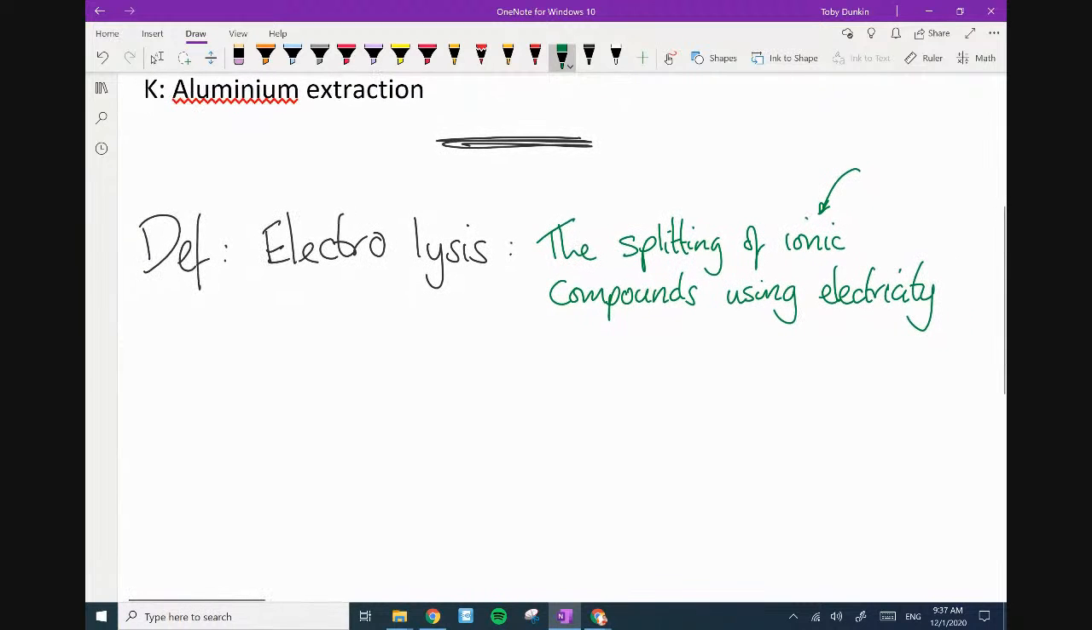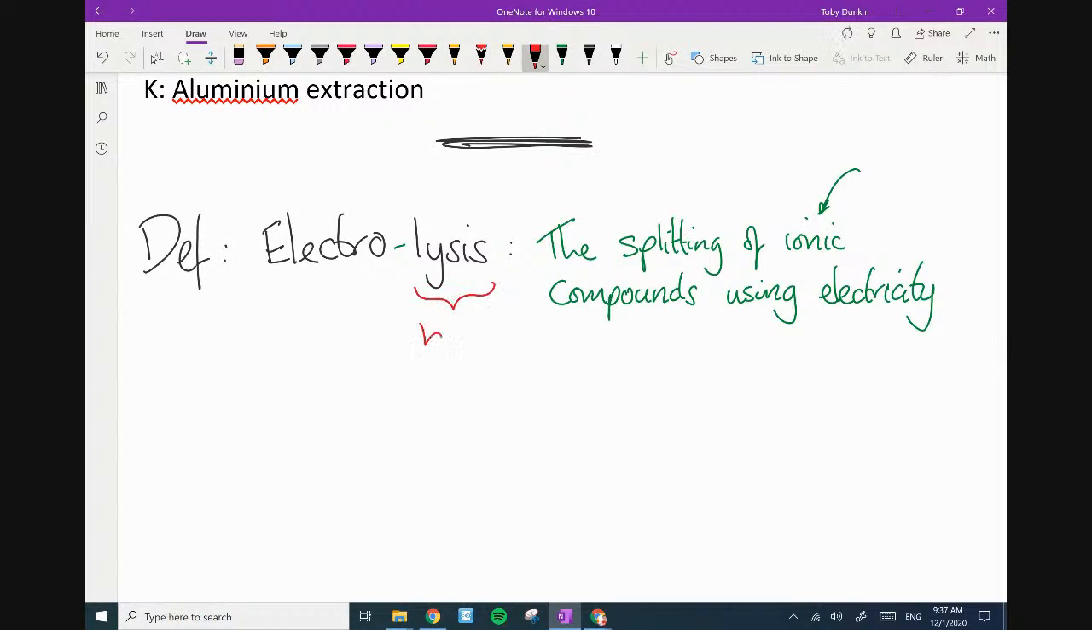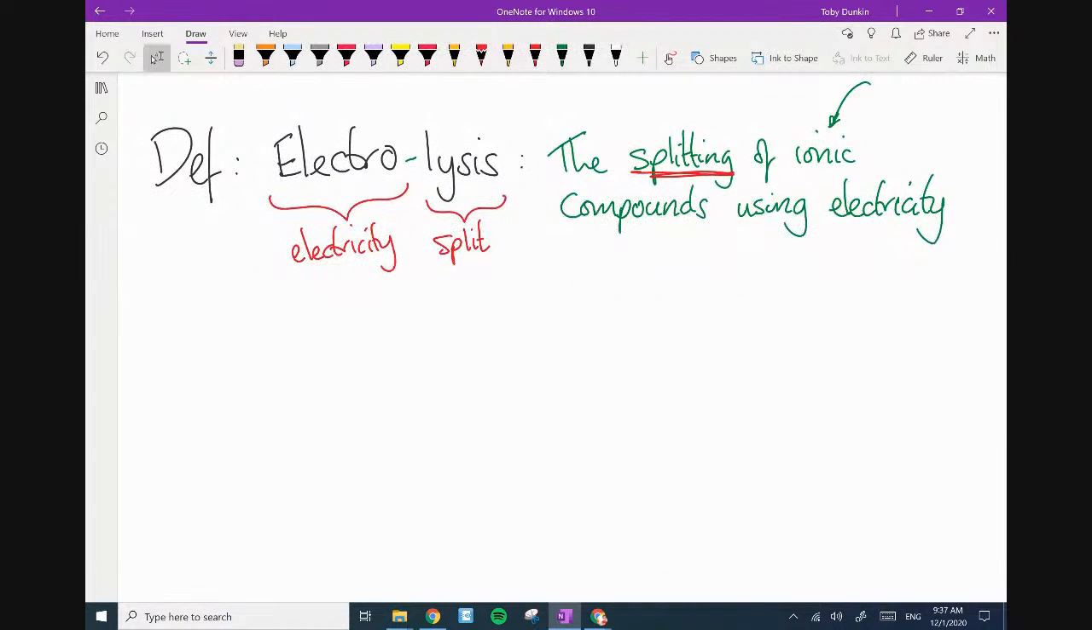The reason why electrolysis is one single word, there isn't really a gap here. But I just wanted to explain that the word lysis means to break. In this case, we switch it for splitting. The word lysis means to split. I quite like that. And the electro is telling you what's doing it: electricity.